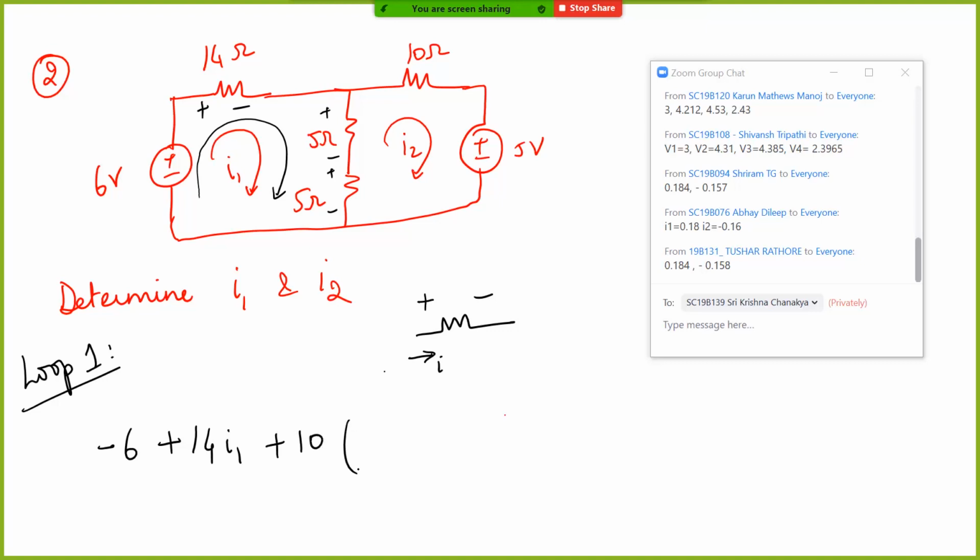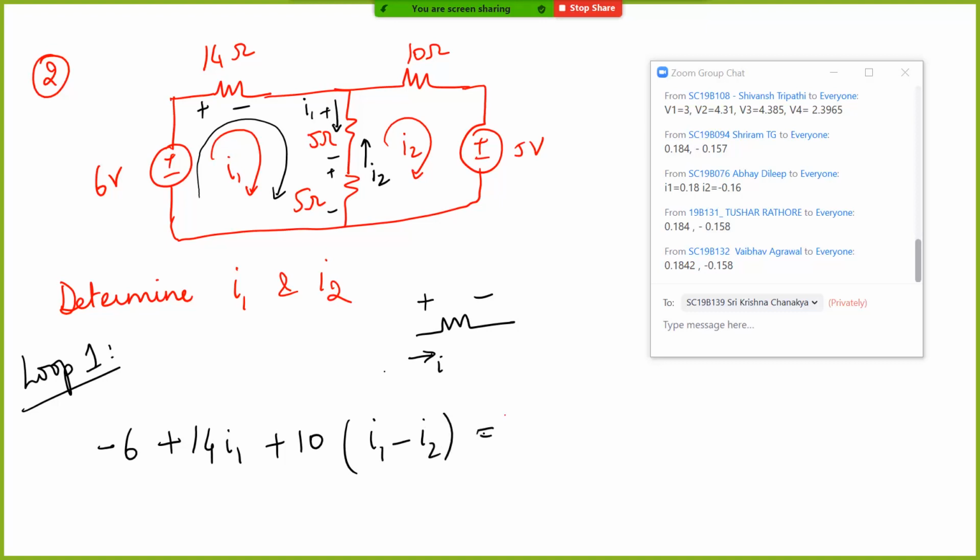what is the total current flowing through the resistors? It is going to be I1 in this direction and I2 in this direction, right? This is I1 and this is I2. So the effective current that is flowing is I1 minus I2. This is equal to 0. So this is your first equation.